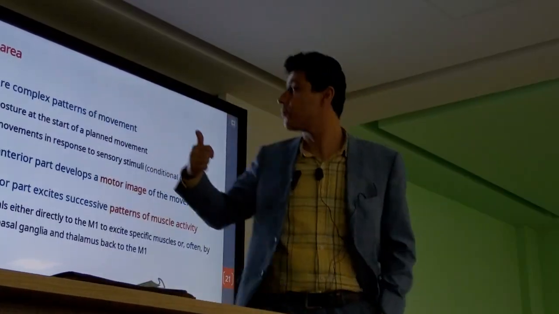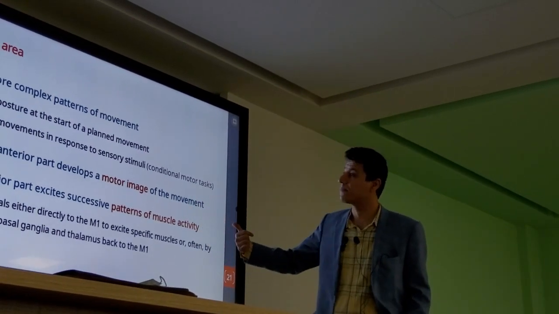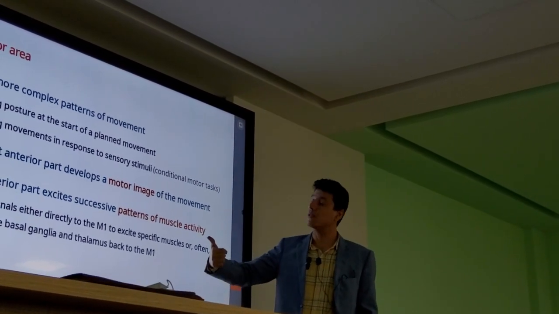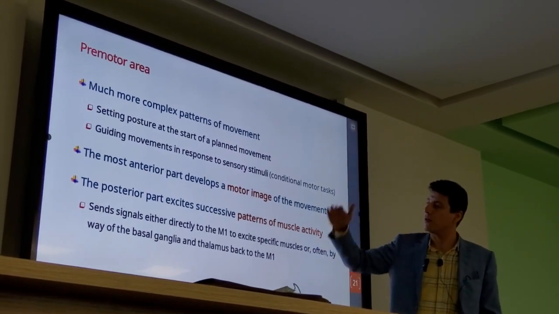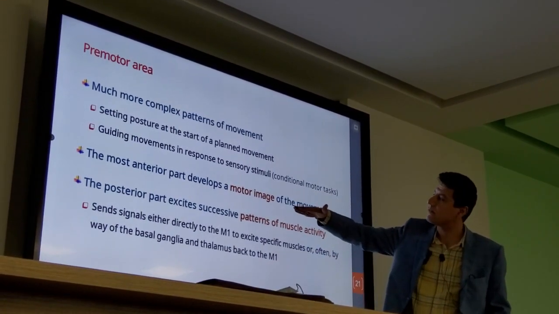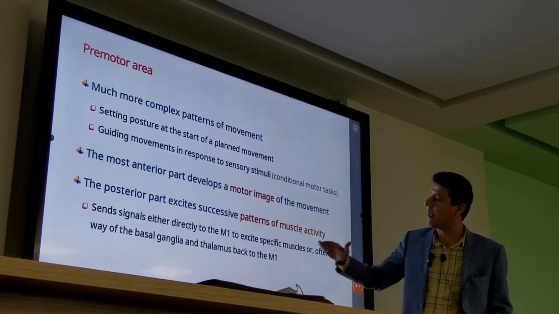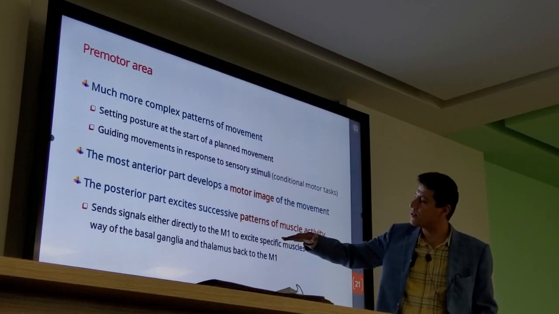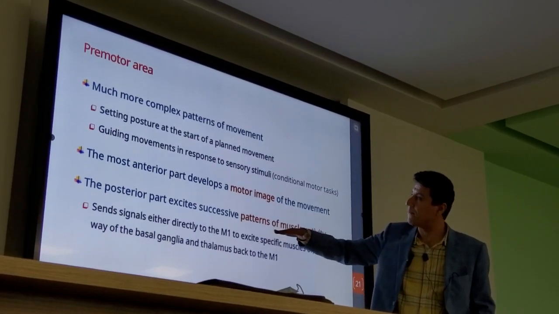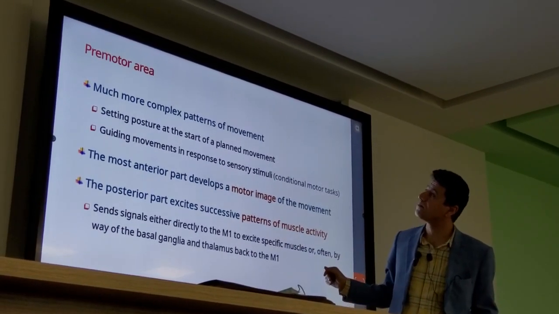Yeah? So this pattern of movement is controlled by the premotor cortex. The posterior one is mainly involved in the execution of this motor image. So at the anterior side, we generate a motor image, and in the posterior part, this motor image is performed.